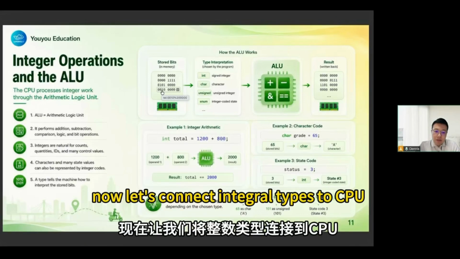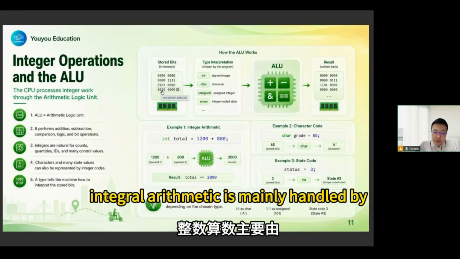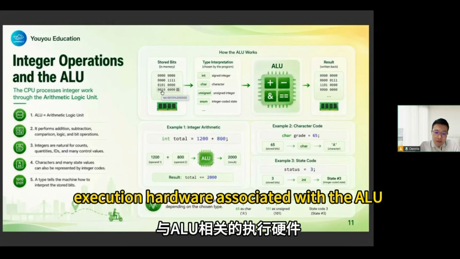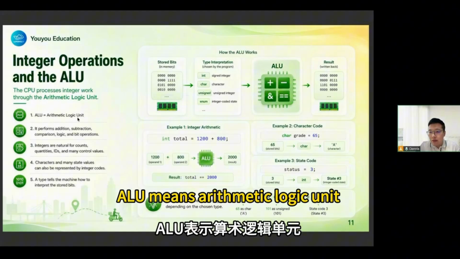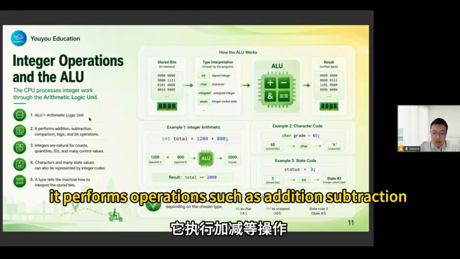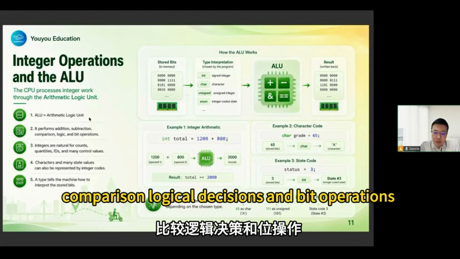Now let's connect integer types to the CPU. Integer arithmetic is mainly handled by execution hardware associated with the ALU. ALU means arithmetic logic unit. It performs operations such as addition, subtraction, comparison, logical decisions, and bit operations.